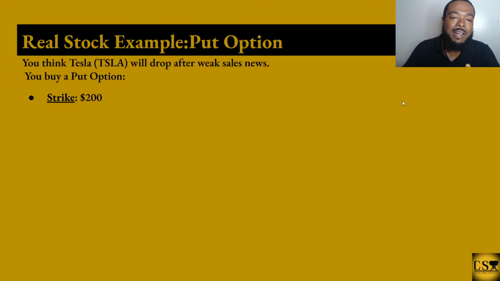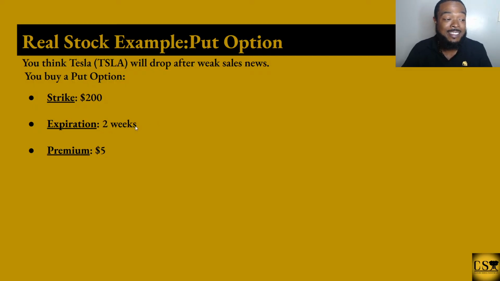All right, we're going to do a put option example. We're going to say Tesla. You're going to believe Tesla is going to have a put, meaning that you believe the stock is going to drop, and you're going to believe it's going to drop in a couple weeks. So you're going to say this is going to happen within 2 weeks. This is not even 30 days this time. This is 2 weeks, you're saying.